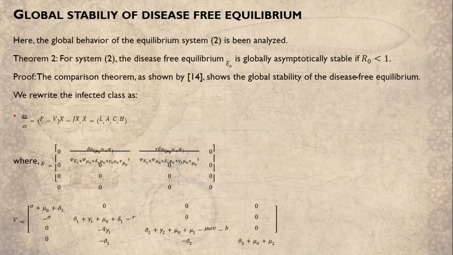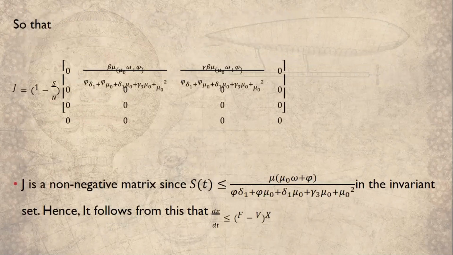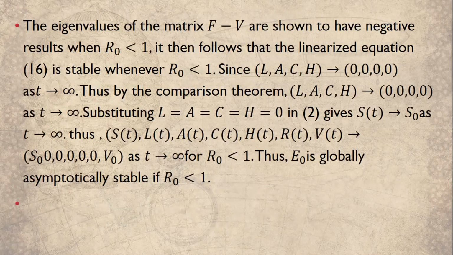Then the global stability of the disease-free equilibrium. We are going to make use of the comparison theorem as postulated by Daniel Konogbe in 14 to show that the disease-free equilibrium is globally stable. So we have our F matrix to be this and our V matrix. And J is a non-negative matrix, since S of T is less than or equal to this. So when we set that equal to D, it is shown that the eigenvalues of the matrix F minus V are negative when R naught is less than 1. It follows that the normalized element is stable whenever R naught is less than 1.